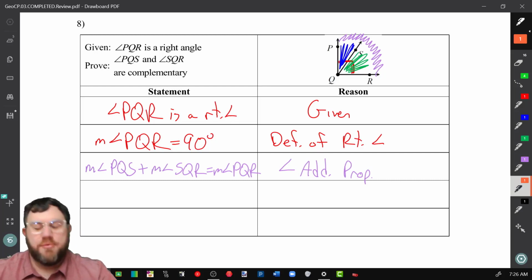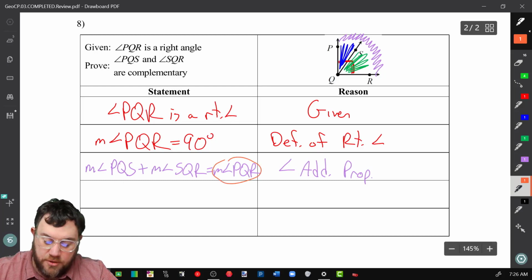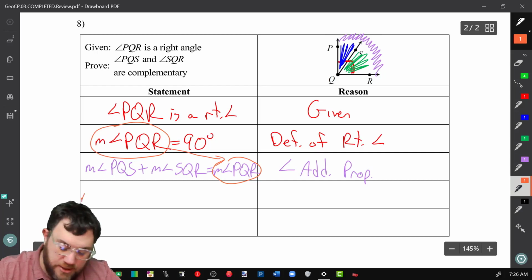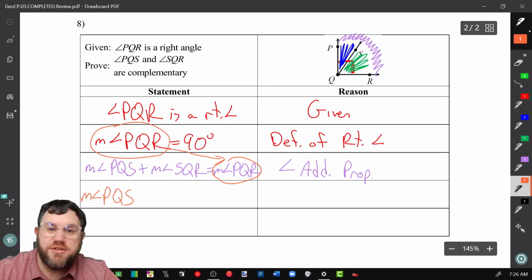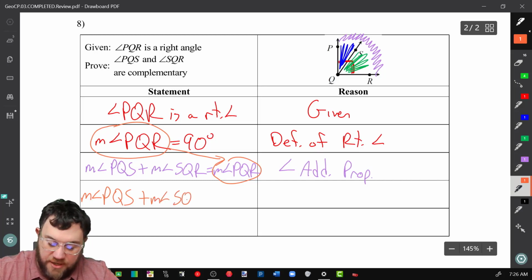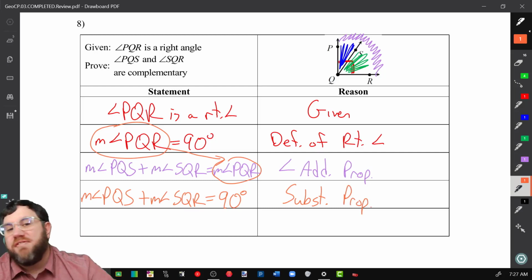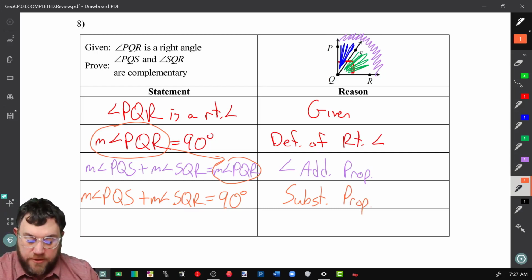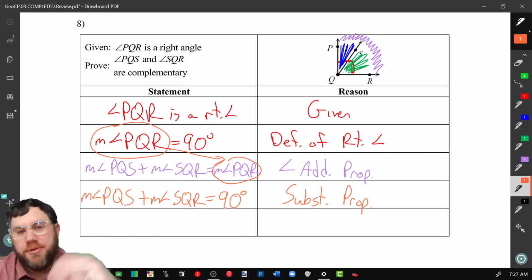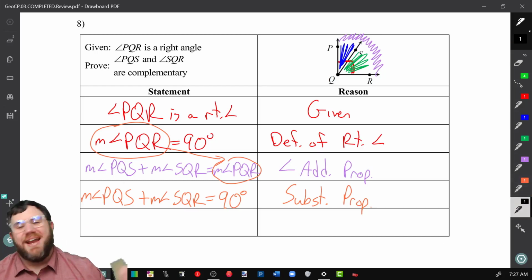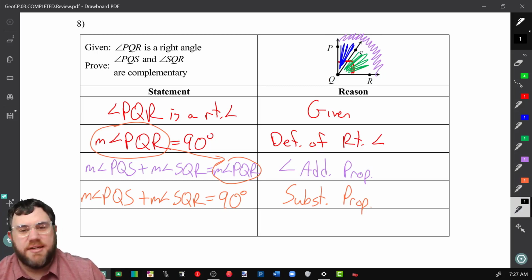So, moving on, now that we've got two small angles added up to the whole one, angle PQR, well, we know that angle PQR is 90 degrees, so let's plug that in. So the measure of angle PQS plus the measure of angle SQR equals 90 degrees. And that's just basic substitution. Remember when you were first learning about variables, you knew you could plug in for a number. That property is called the substitution property. So now we've got two angles that add together to get 90 degrees. Well, what do we call two angles that add together to get 90 degrees?